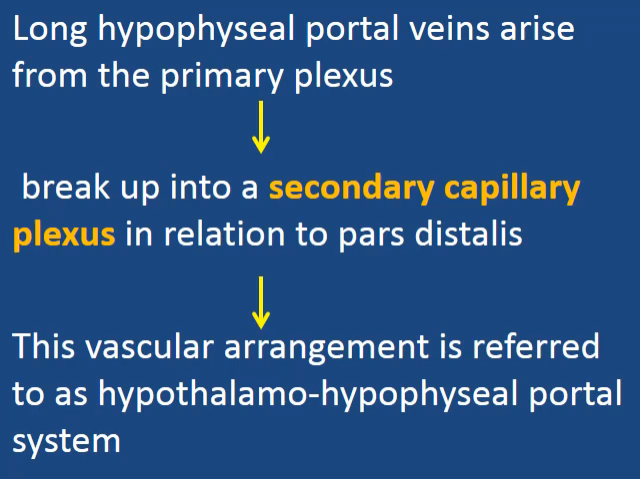Long hypophyseal portal veins arise from the primary plexus and break up into a secondary capillary plexus in relation to the pars distalis. This vascular arrangement is thus referred to as the hypothalamo-hypophyseal portal system.